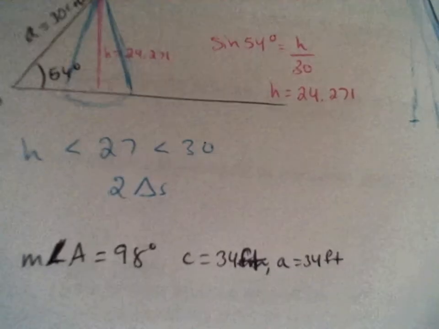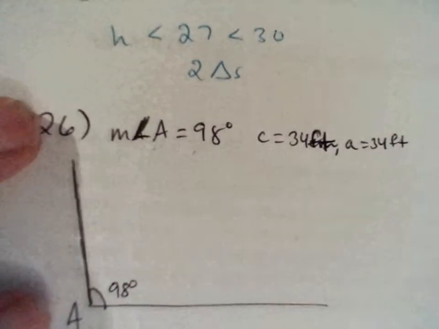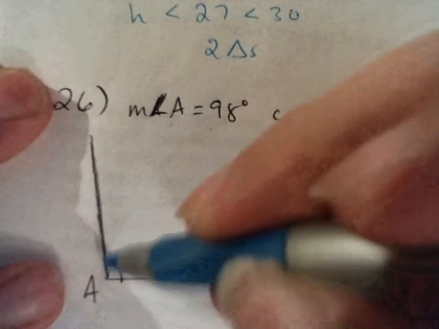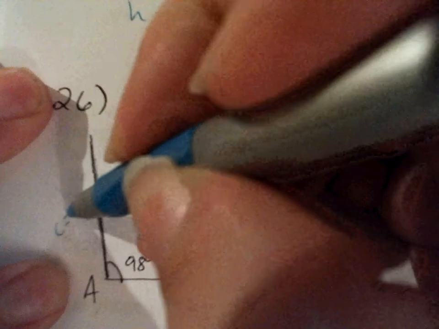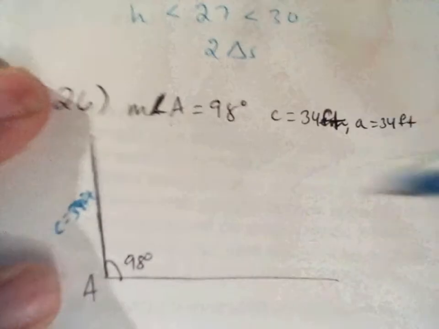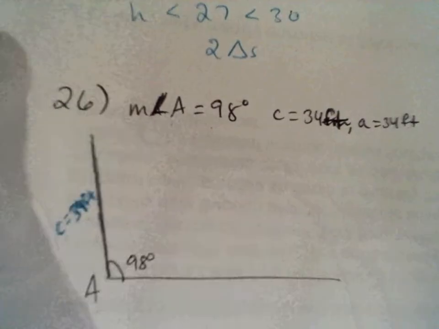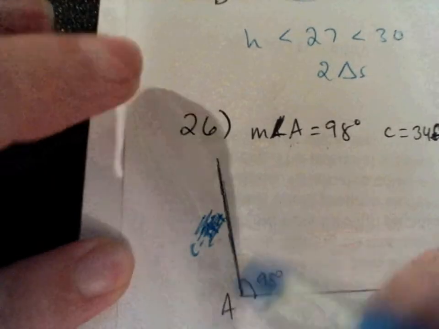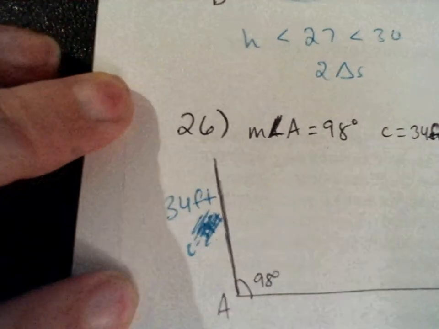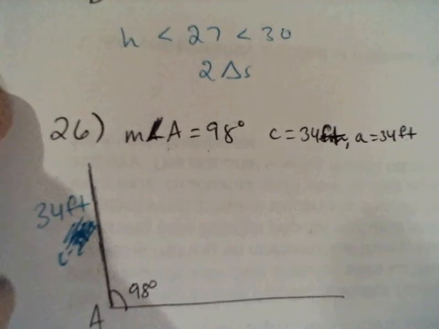Alright, so let's talk about this right here. I've got C being 34 feet, and since this is angle A, C has to be the one next to it, adjacent to it, because A has to be opposite it, right? So 34 feet. Now, that is so messy. Okay. Now, it says A is 34 feet.